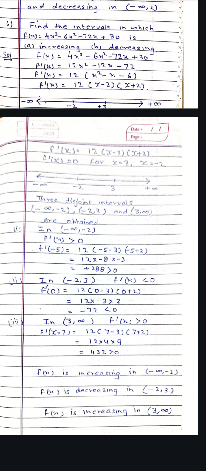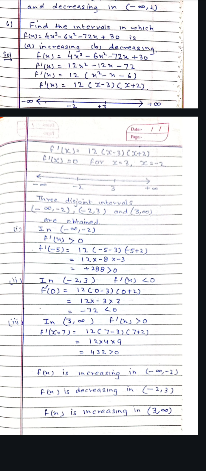Find the intervals in which f(x) = 4x cubed minus 6x square minus 72x plus 30 is increasing or decreasing. f(x) = 4x cubed minus 6x square minus 72x plus 30. f'(x) = 12x square minus 12x minus 72. Taking 12 common and factorizing, we get f'(x) = 12(x minus 3)(x plus 2). Now f'(x) is 0 for x = 3 and minus 2.